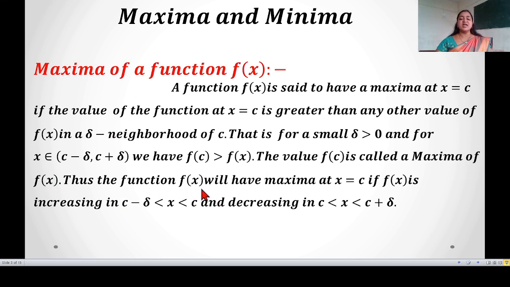Thus, the function f of x will have a maximum at x equal to c if f of x is increasing in c minus delta less than x less than c, and decreasing in c less than x less than c plus delta. So this is the definition of the maximum of a function.